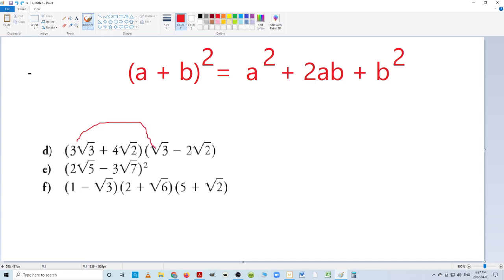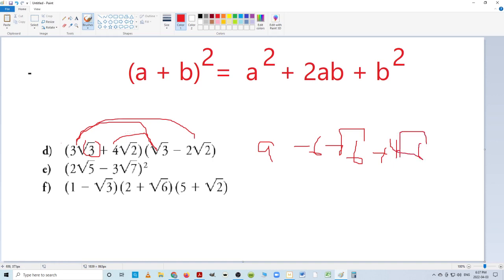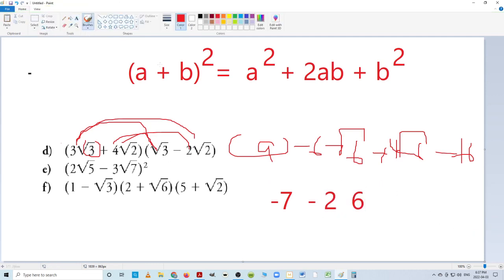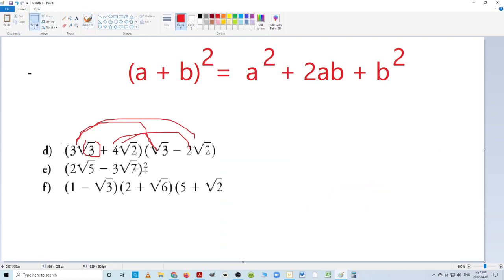So here, 3 times 3, I get 9. And then this, I get minus 6 square root of 6. And this, I get plus 4 square root of 6. And this last one, I get minus 8 square root of 4, which is 2, so it's minus 16. I could say 9 minus 16 is minus 7. And minus 6 plus 4 square root of 6 is minus 2 square root of 6. So this is the simplified version of that. And it's just expanding and following the same rules.